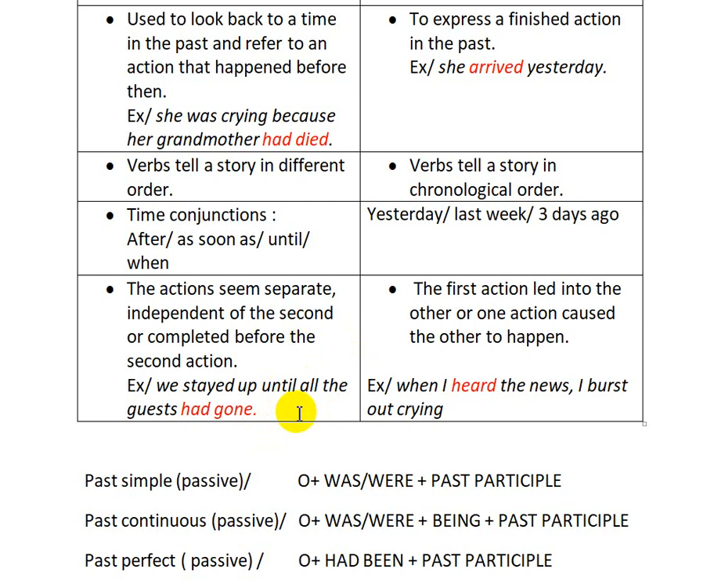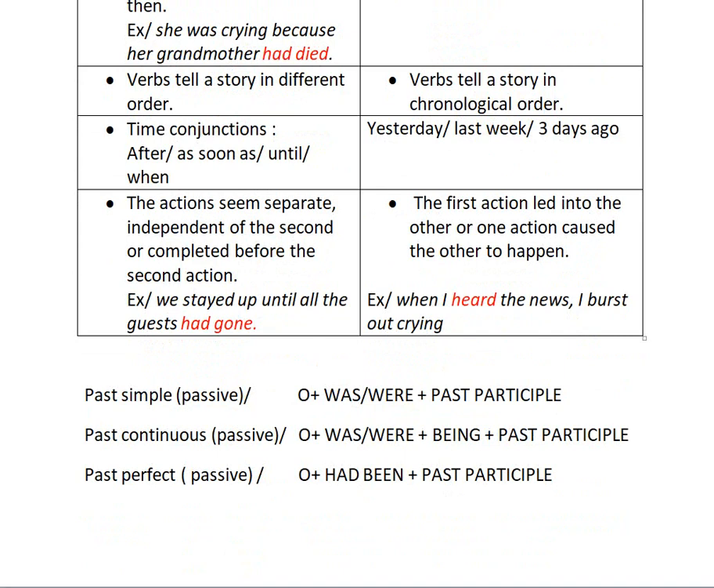Okay, so انتبهوا إنه هذه ما لها دخل بهذه. بينما هنا with the past simple, when I heard the news, I burst out crying. Okay, so this action leads to this action. Well, here there is no or weak connection between this action and the other action. Okay.